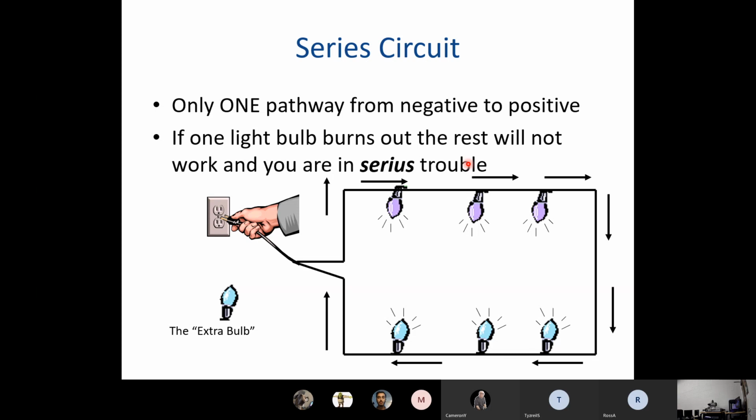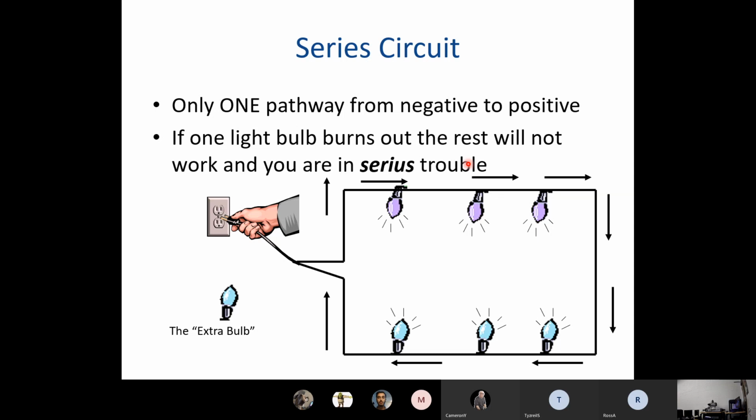I would draw a picture like that, to kind of show you that it's a closed loop, single pathway. So this is one pathway, negative to positive. If one light bulb burns out, the rest will not work.